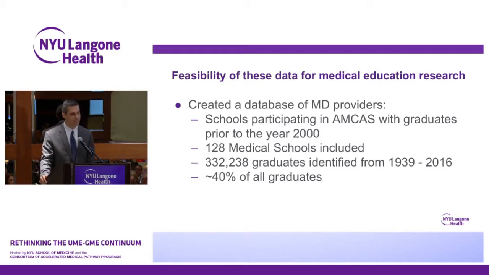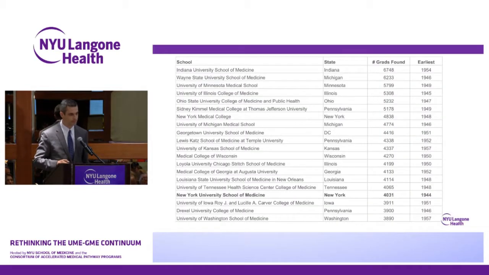And we were able to successfully identify 332,238 graduates of all of our medical schools from the years 1939 to 2016 who are in this database. It's about 40% of all of our graduates. It's a skewed sample. So as I show you some of these results and graphs, this is a skewed sample that's focused on Medicare participants, which does not necessarily reflect the unique distributions of each of our medical schools.